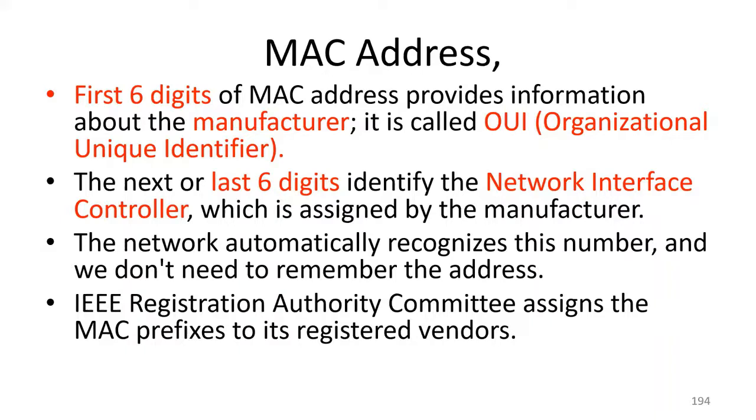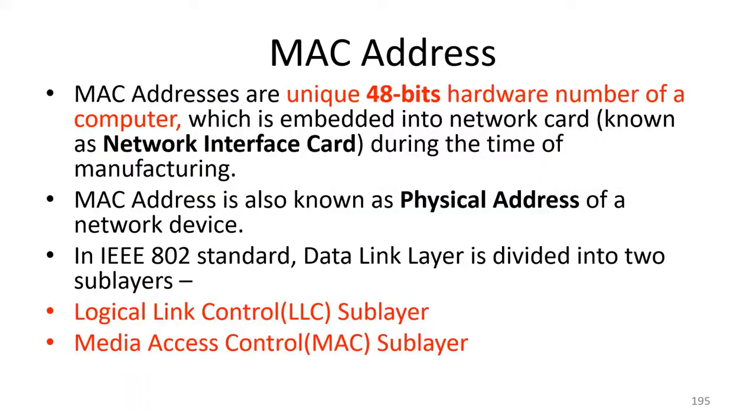The IEEE Registration Authority Committee assigns the MAC prefixes to its registered vendors. That means this is a simple address, and with this address you can easily identify the information. The MAC addresses are unique. Already discussed, 48 bits are there. Each digit is represented as 8 bits, so 8, 8, 8, that means totally 48 bits are there, which is embedded into the network card.